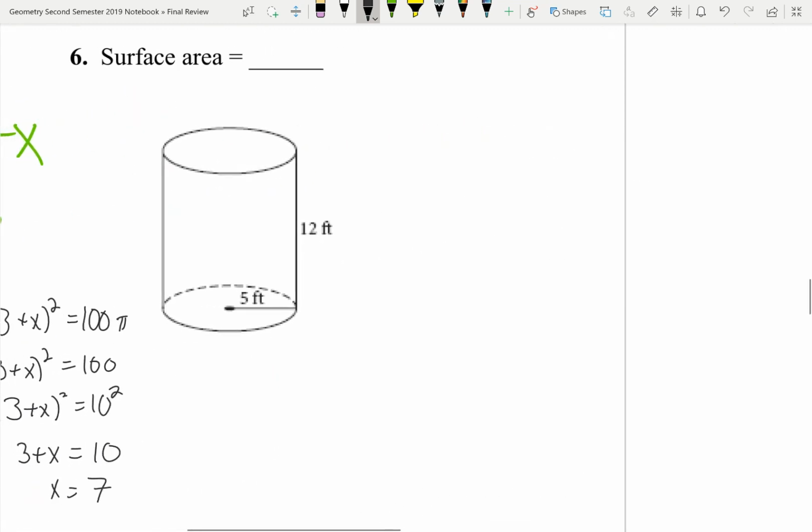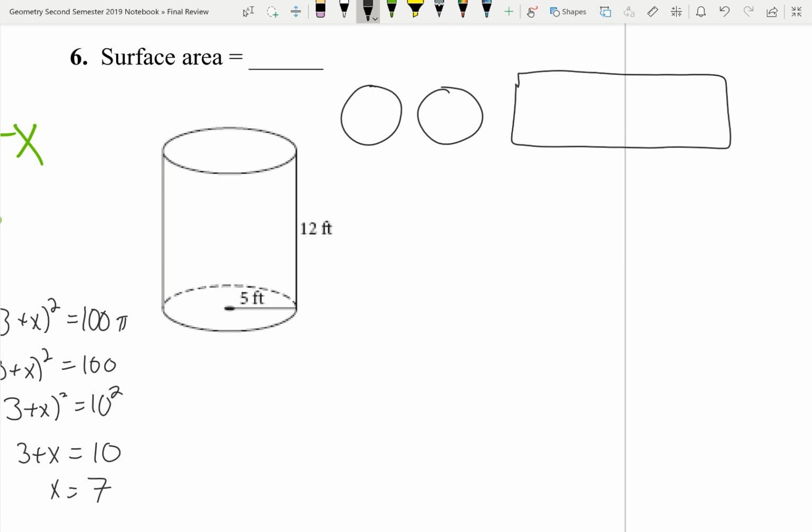Next is 6, surface area. Well, to do surface area, we need to find the area of the top and bottom circle and then the area of the lateral curved face, which if you unfold it ends up being a rectangle. These both have a radius of 5, so that's going to be pi 5 squared plus pi 5 squared. I know that this side of the rectangle is going to be 12, but what about the other side of the rectangle?